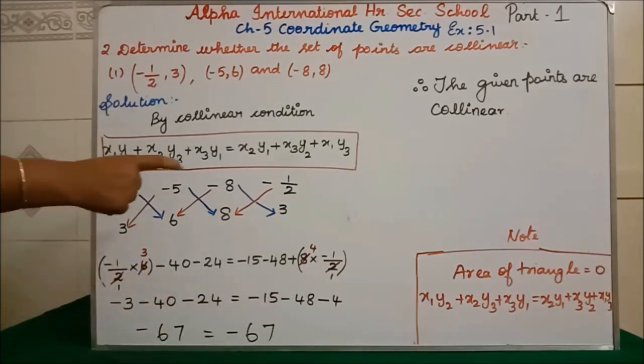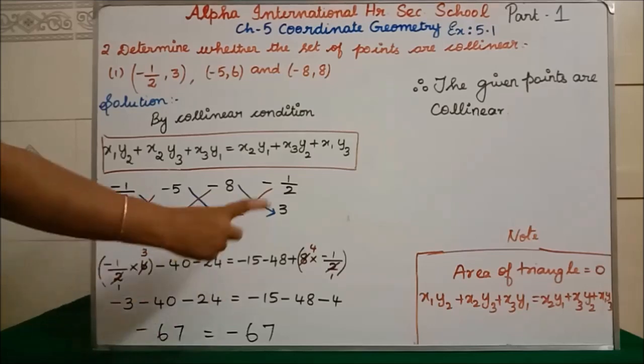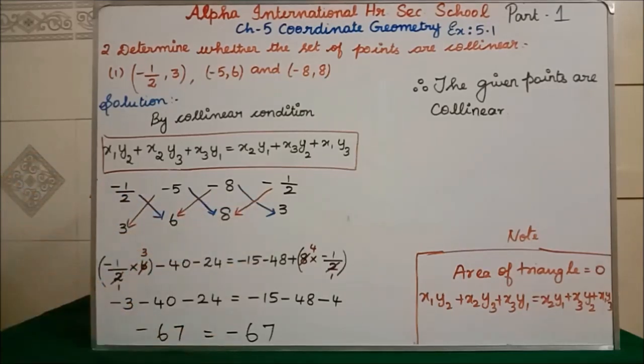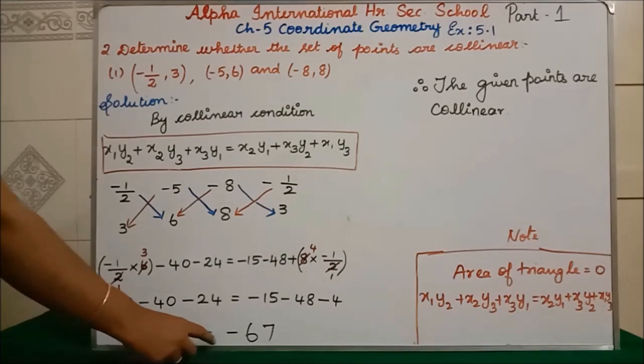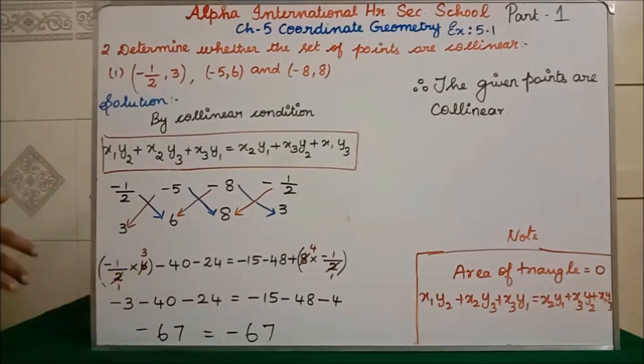Students, suppose you are getting minus 67 on this side and that side also minus 67, then you are going to write, therefore the given points are collinear. Suppose you are not getting the same, then you are going to write the given points are not collinear. That's it. Clear all of you?